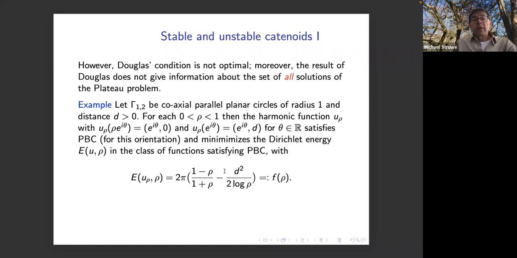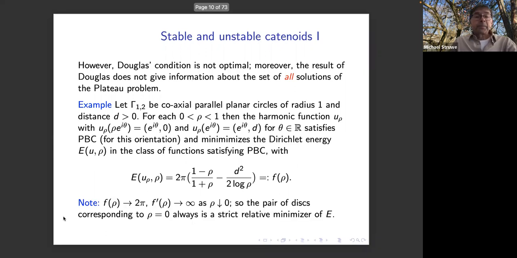For a positive d, there is more interesting behavior of this function f of rho that I will show you in a second. But just by looking at this definition, we can note two things. First of all, for positive d, as rho tends to 0 from the right, the value of f of rho always approaches the value 2 pi.